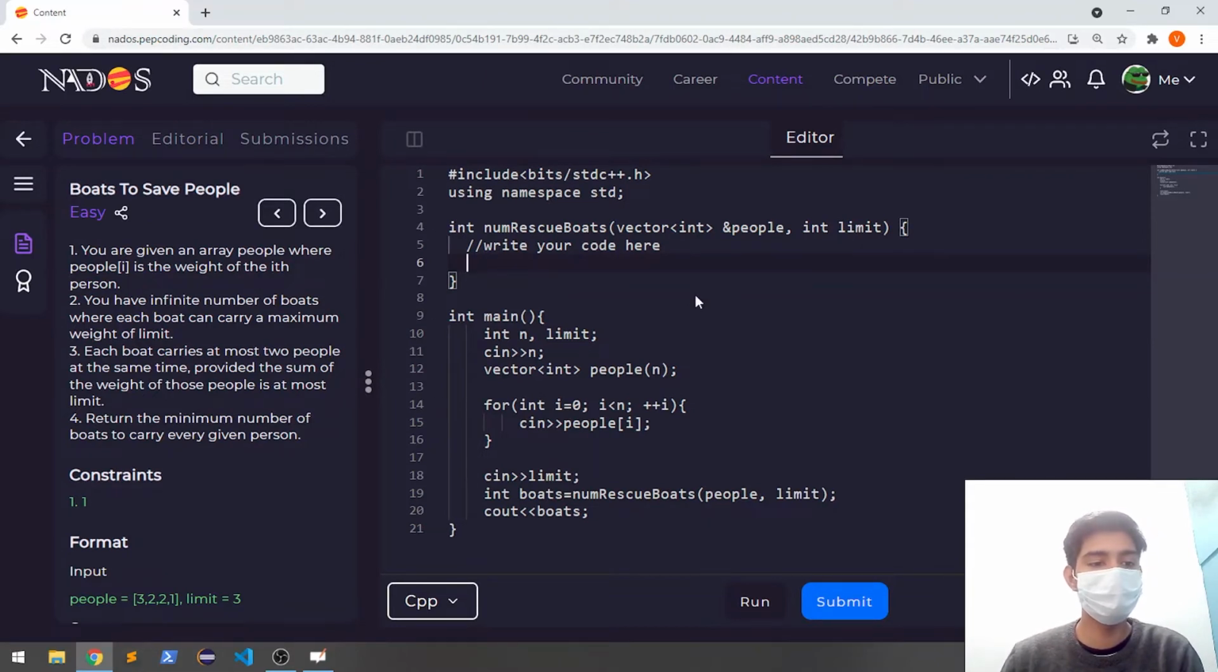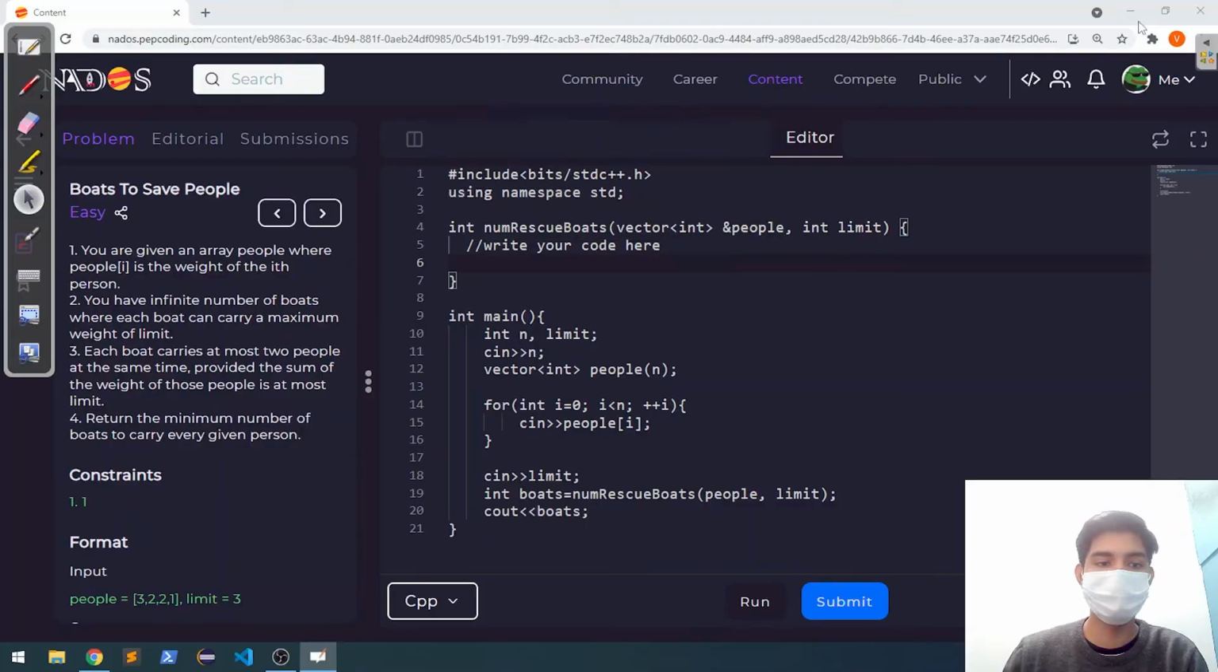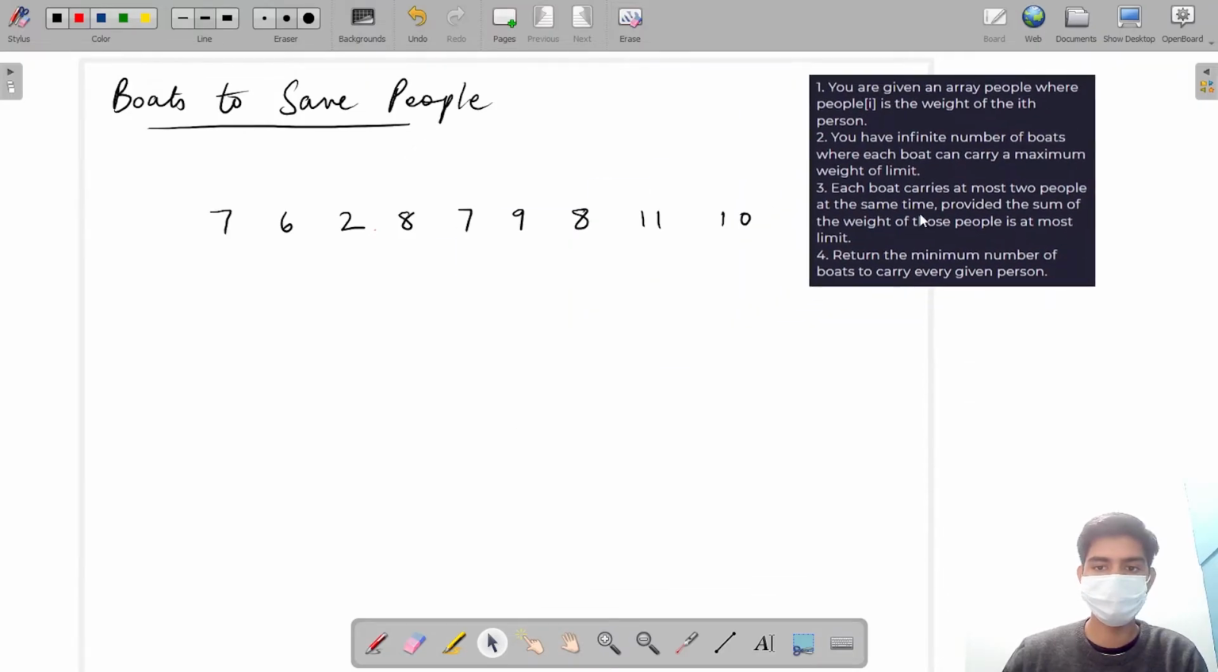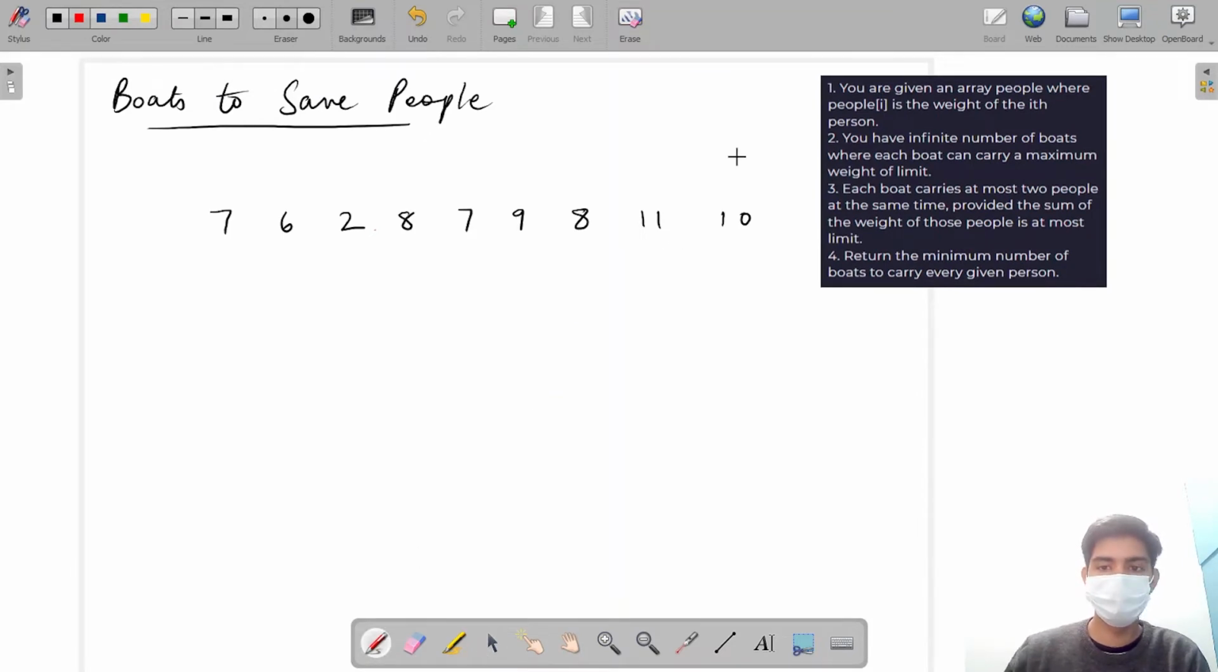In today's video, we are going to look at the question boats to save people. Okay, so let's take the problem statement. It is saying that you are given an array people where people[i] is the weight of the ith person. Let's say I have this vector and every single element here is representing the weight of someone.